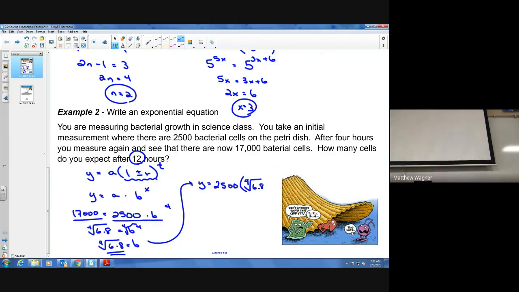I don't know what it is off the top of my head, so I'm just going to use the fourth root of 6.8 here. And we're looking now for how many cells there are after 12 hours. Okay. If I wanted to figure out my rate, what I would do is calculate that value, and I would just subtract 1 from it. That would give me my decimal rate, which I could convert to a percent, and that would be how fast my bacteria is growing. Right?